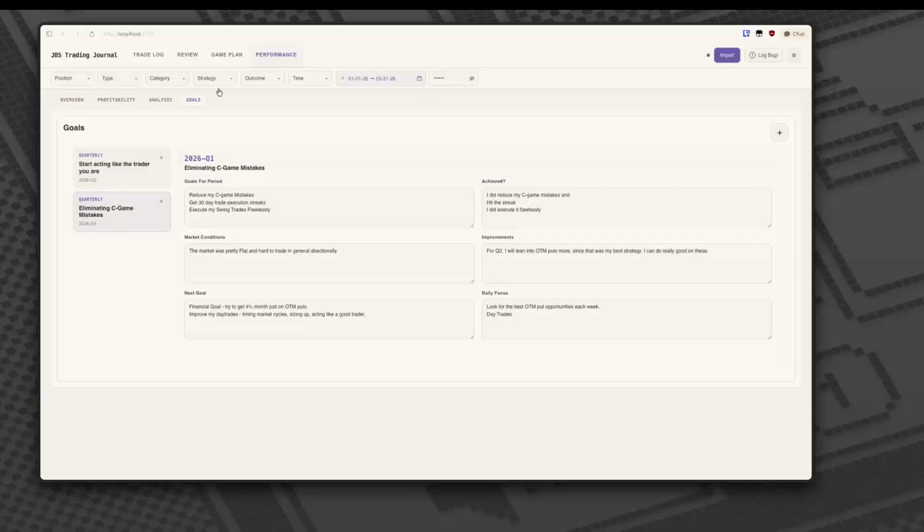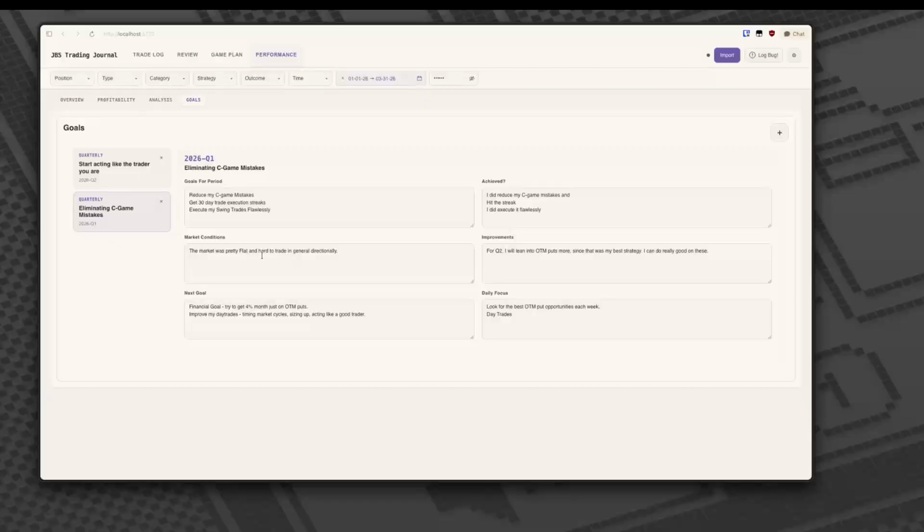I'm going to start over here in the goals section, with what my goals were for last quarter. One was to reduce my C game mistakes. Another was to get a 30-day trade execution streak, so just hitting what I think is a good setup in a row, and executing my swing trades flawlessly. So get good entries, get good setups, and here's my plan. Either it works or it doesn't work. And that's that.